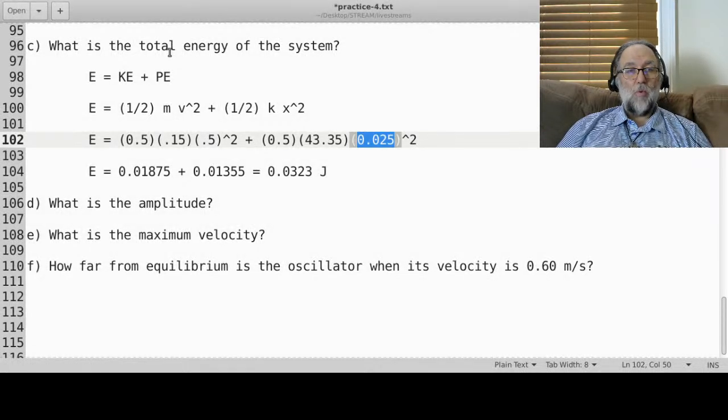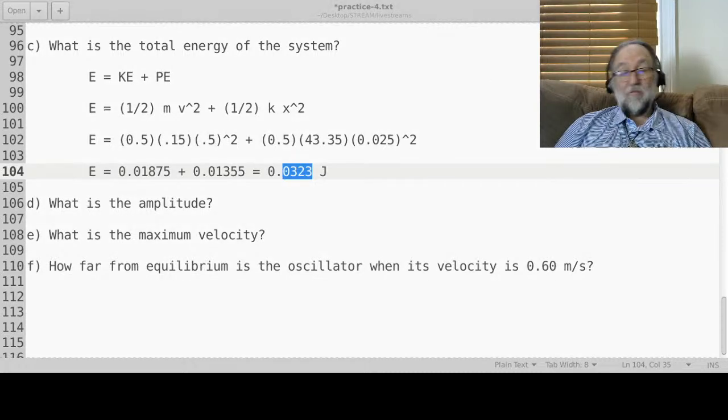Okay, and then working that out, here's the kinetic and here's the potential. That works out to a very small energy, actually 0.0323 joules. Okay, so small energy, but not zero. All right, so there we go. We have the total energy.